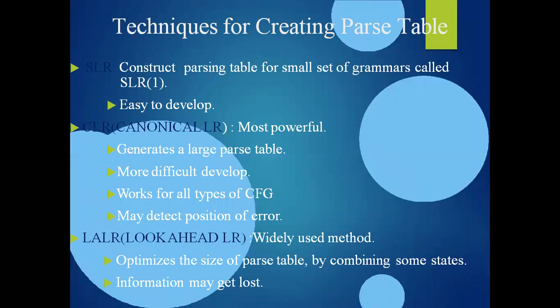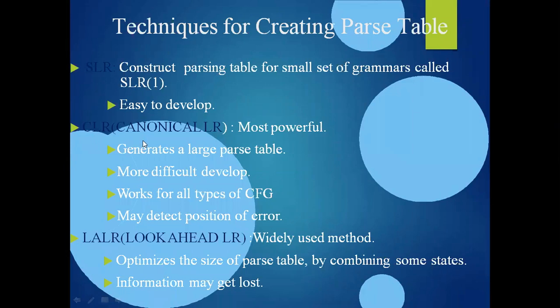Bottom-up parsing is divided into shift reduce parsing and LR parsing technique. And this LR parsing technique is subcategorized into these three: SLR, CLR, and LALR. SLR is a simple LR parsing technique. We construct this type of LR parsing technique for a small set of grammars, and it is simple to construct and easy to develop for a small set of grammars. We use SLR parsing tables and SLR parsing techniques.